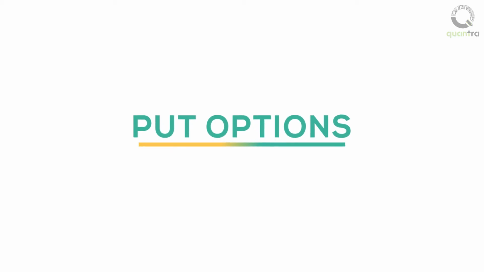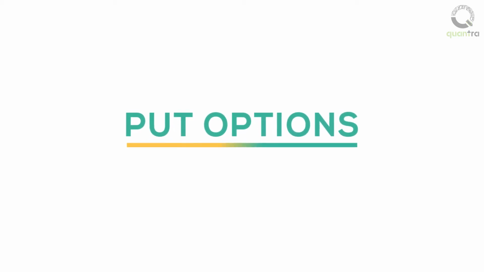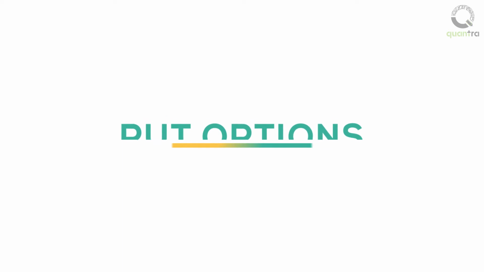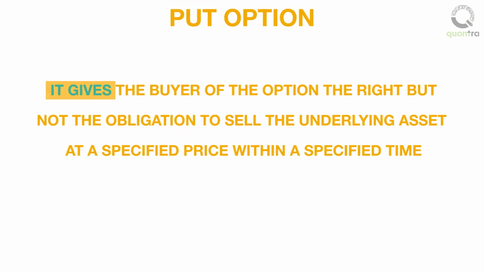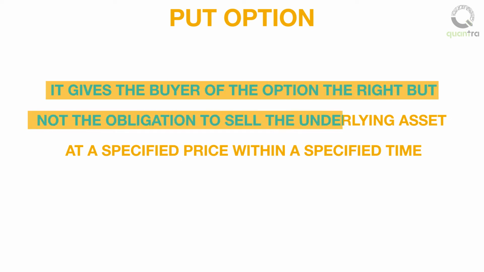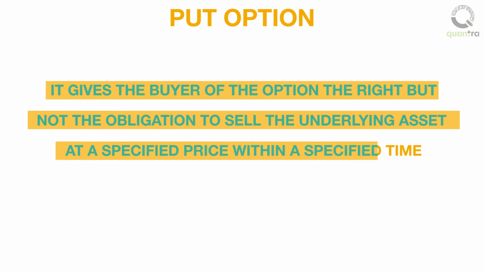In this video, we will intuitively understand put options. A put option is an agreement between the buyer and the seller of the option. It gives the buyer of the option the right but not the obligation to sell the underlying asset, at a specified price, within a specified time.